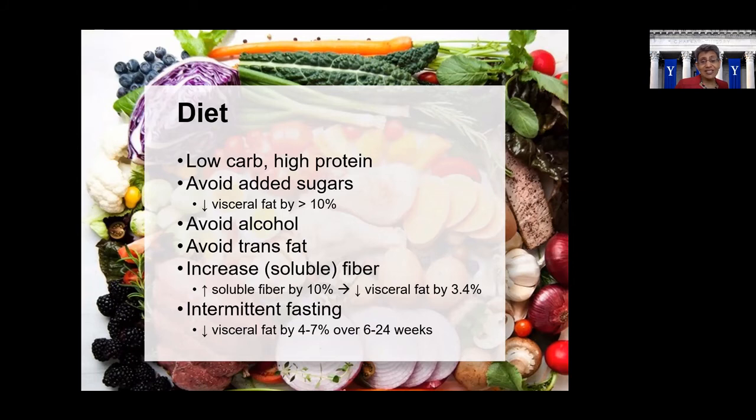Now, we had talked about a number of different ways to lose weight, one of which was intermittent fasting, and I will leave you the link for that video in the description box below. But there have been studies that have found that with intermittent fasting, you can reduce visceral fat by 4 to 7% over 6 to 24 weeks. Now remember, as I always say, it's all about consistency. And you want to try to build in some of these good habits to really address obesity and visceral fat.